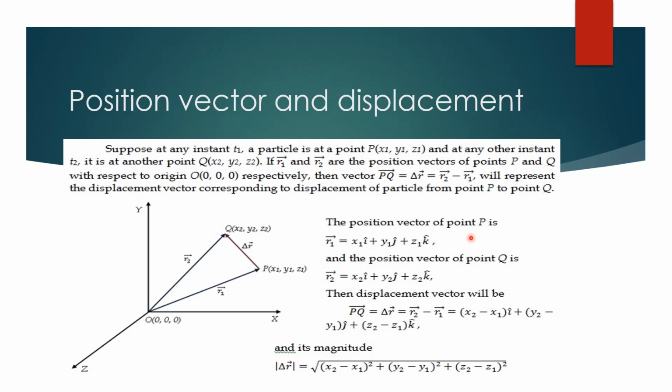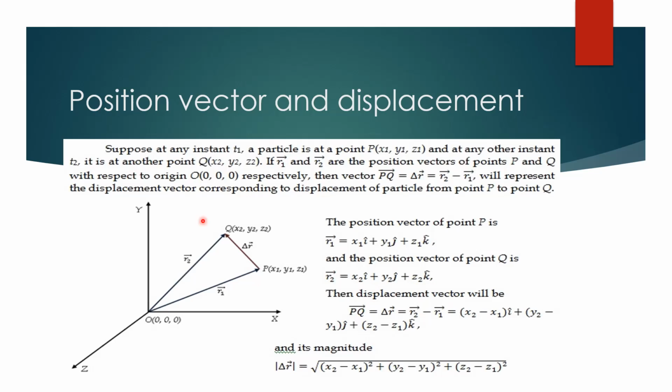So the position vector of point P is along the x-axis, so its unit vector is i. We can write it as x1 i plus y1 j plus z1 k, where i, j, k are the unit vectors along the x-axis, y-axis and z-axis. So if we represent the position vector of P in terms of unit vectors, we write it as x1 i plus y1 j plus z1 k. Similarly, we represent position vector r2 as x2 i plus y2 j plus z2 k.